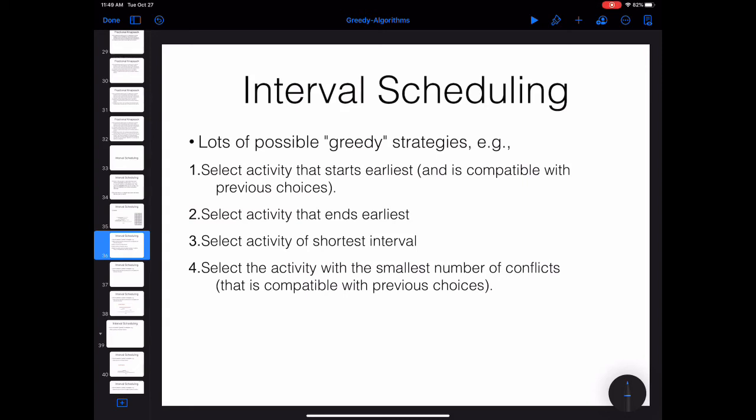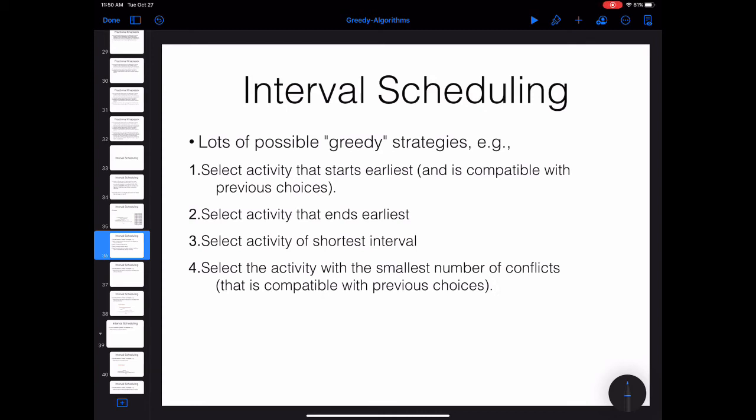The first strategy is telling that always select the activity that starts earliest. So it's just like you sort all the activities based on the starting time and choose the one that starts earlier. Then the next job that starts earlier and there is no conflict with the previous one.